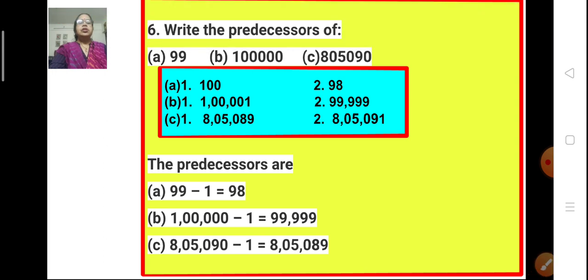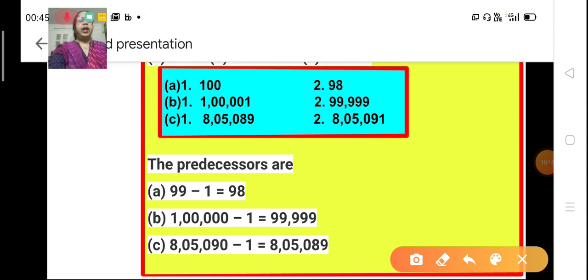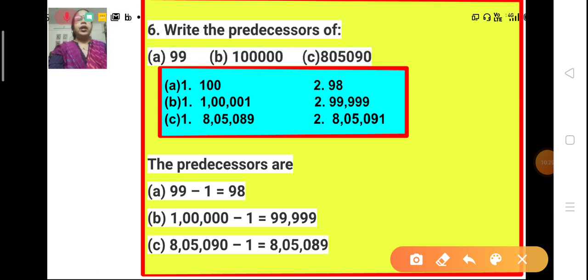Write the predecessors of these numbers: 99, 1 lakh and 8 lakh 5090. So how do we get the predecessors? By subtracting 1 we get the predecessors. Here I have shown you 99 minus 1 will be 98. Where is this option? Here it is. And 1 lakh minus 1 is 99,999. Where is this option? It is here.